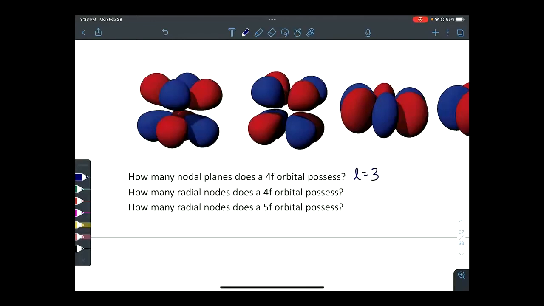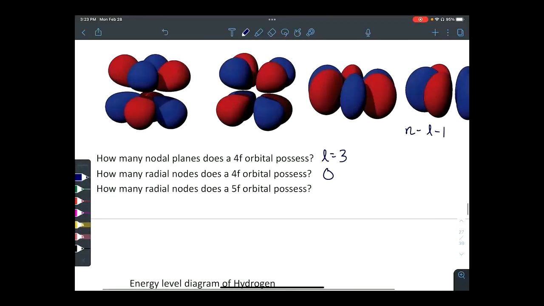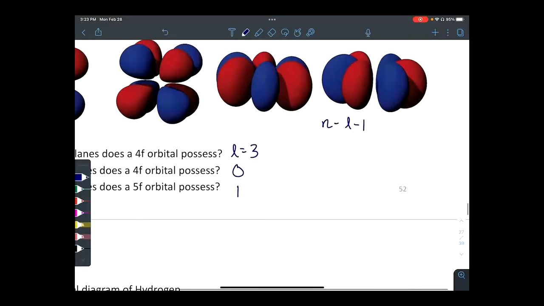So then how many radial nodes does a 4f orbital possess? So recall radial nodes is n minus L minus 1. So it's 0. And then how many radial nodes would a 5f orbital possess? 1. There we go. And so we could draw the graphs for that too. For the first one, with 0 radial nodes, it would just have 1 pocket of electron density. And for the other one, the graph goes to 0 once. So this would be a radial node of 1. So that's 1, that one's 0.